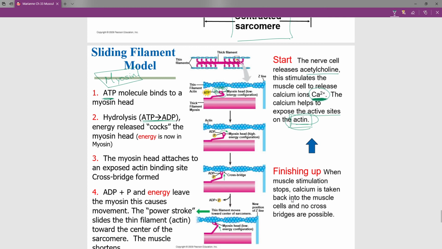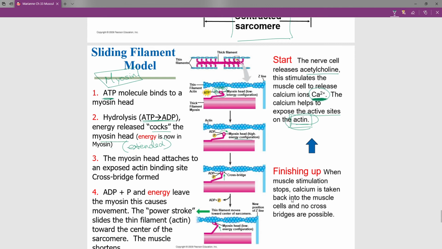So it basically raises the head of this little myosin head, and it cocks the head of the myosin. That's what it says in the textbook. So the energy is now in the myosin and it's extended in its form.